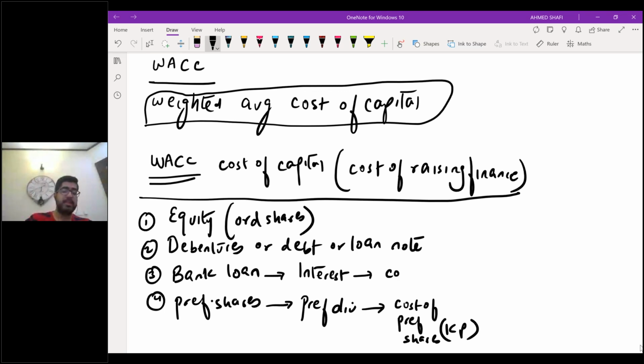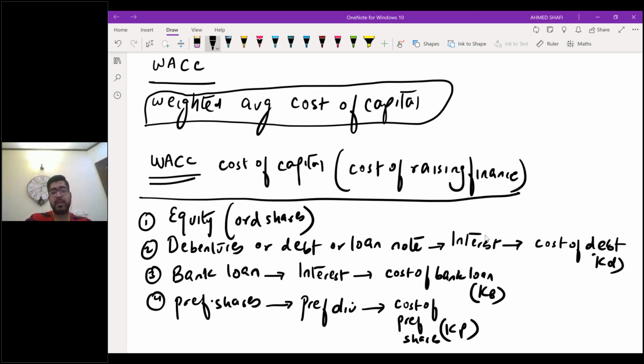Similarly, if a company raises finance via debenture issue or debt issue or loan note issue, again, no one provides them for free. People ask interest. That's a cost for the company. This cost is called cost of debt, denoted by KD. And if finance is raised via ordinary shares, ordinary shareholders don't provide finance for free. They demand dividend. That's an outflow, a cost for the company, called cost of raising equity, denoted by KE.